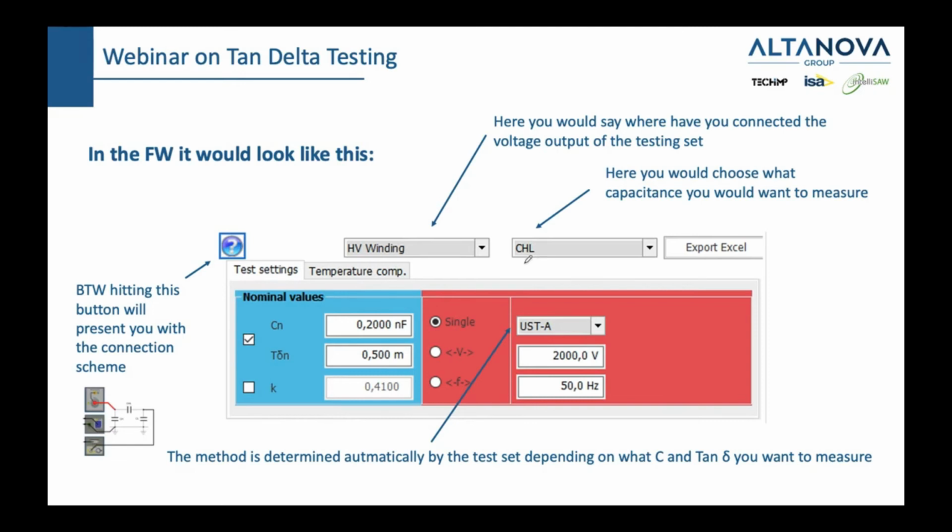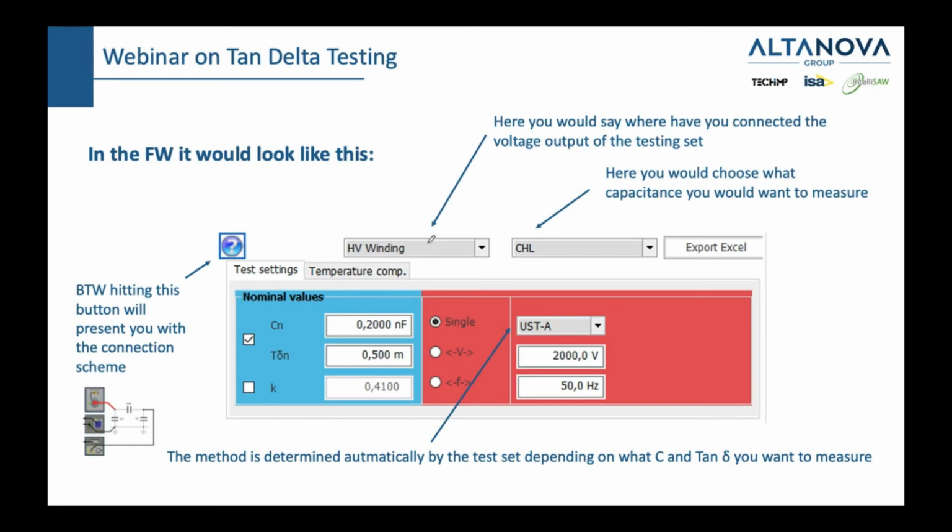Then you need to go into the application, and this is now the good part. In our application, when you click this drop-down menu, you should answer the question: where have I connected the high voltage generation coming from my test set? I can connect it to a high voltage winding or to a low voltage winding. Or if I have a transformer which also has a tertiary, it can also be connected to the tertiary.